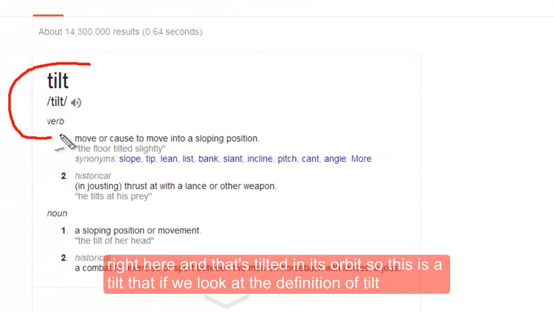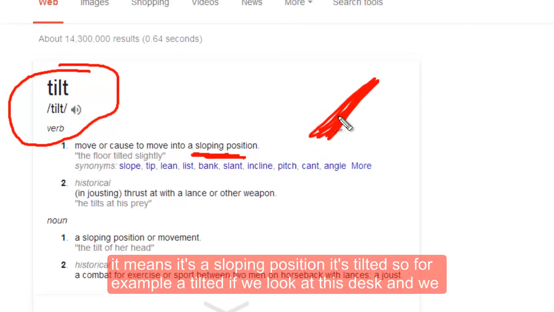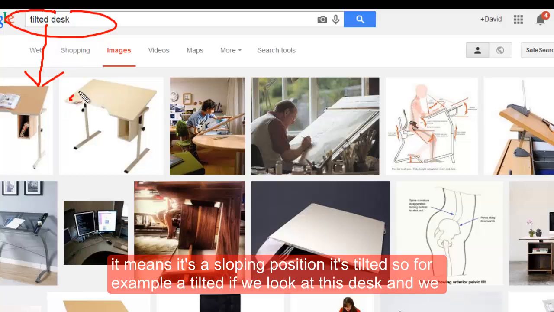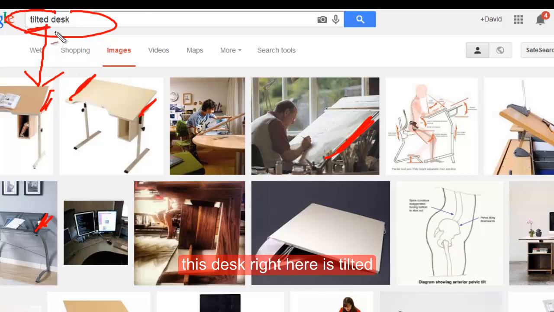If we look at the definition of tilt, it means a sloping position. It's tilted. So for example, if we look at this desk, we can see that it's sloping or at an angle. This is tilted. This desk right here is tilted.